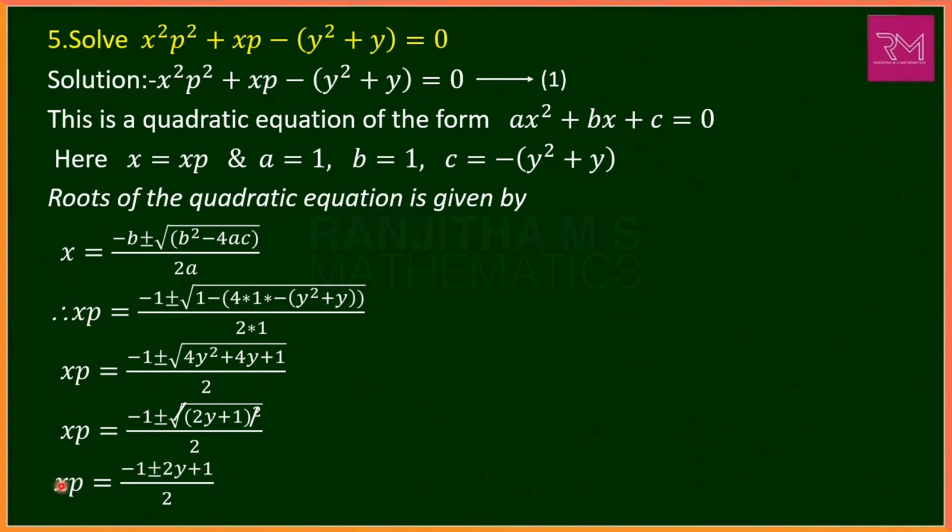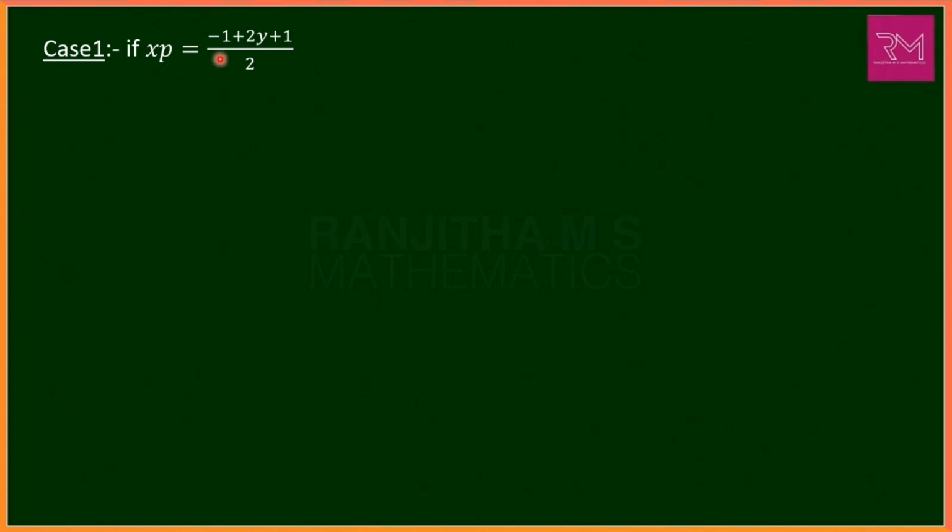Now we have case 1 and case 2 for plus value and negative value. That is case 1 is xp which is equal to minus 1 plus 2y plus 1 divided by 2. What's the value we have to find out? Here take this 2 to the left hand side, we get 2xp which is equal to, here plus 1 minus 1 gets cancelled, remaining is 2y. Here 2 gets cancelled, remaining is xp which is equal to y.